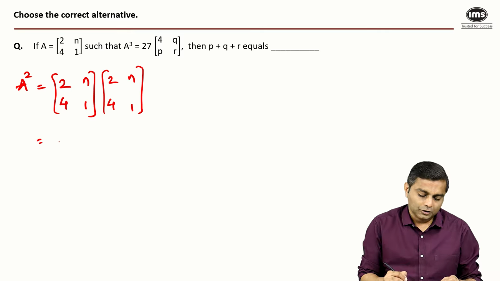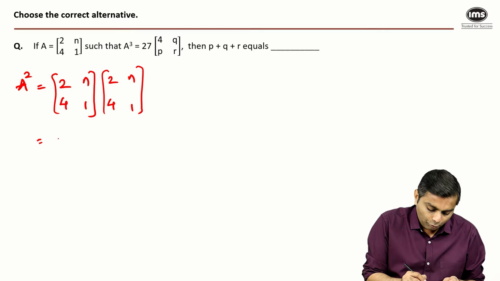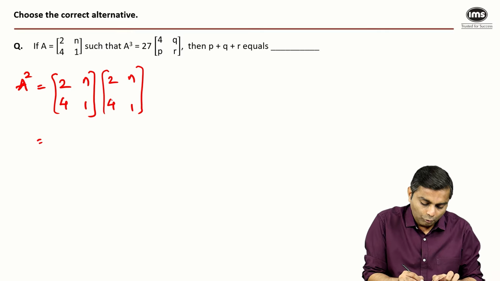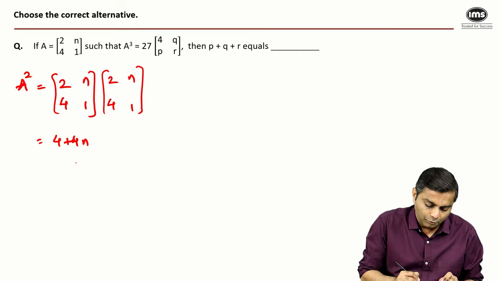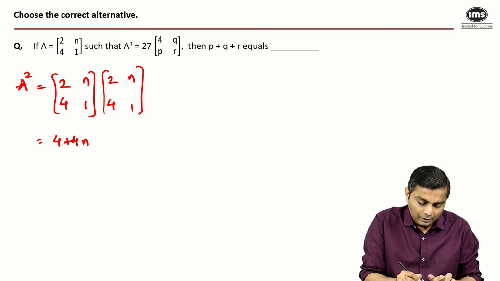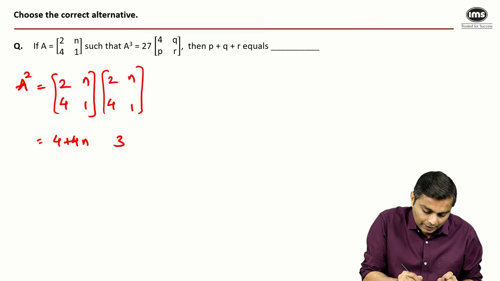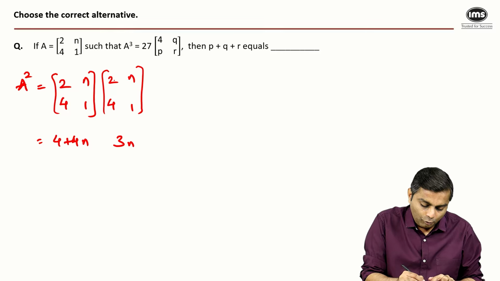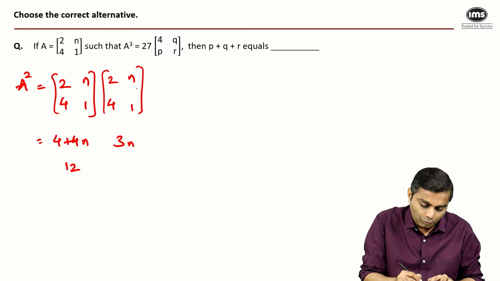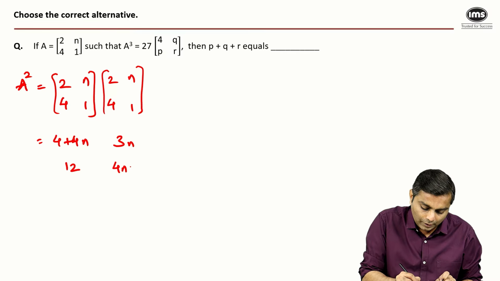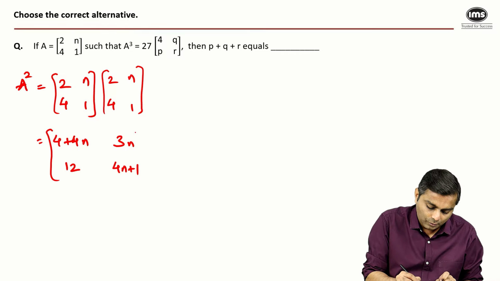Okay. So, the first row, first column, 2 into 2, 4, plus 4n. So, my first element is 4 plus 4n. Then 2n plus n. So, this becomes 3n. Then 4 into 2, 8 plus 4. So, this becomes 12 and this becomes 4n plus 1. So, 4n plus 1. This is my A squared.